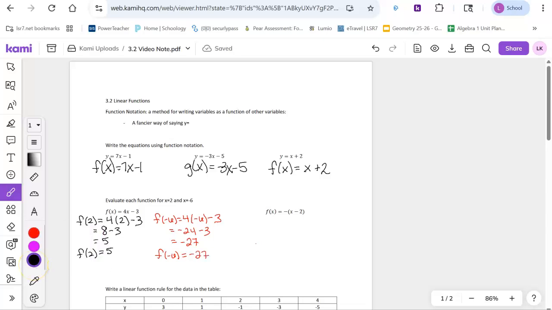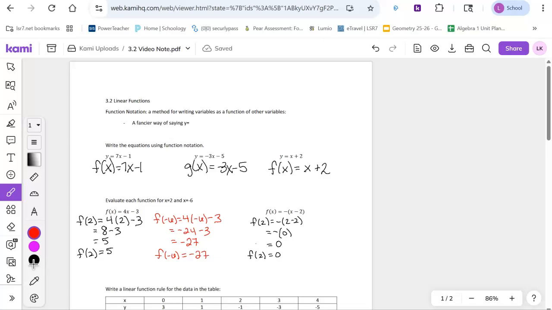So now we're going to do the same thing for f of x equals negative quantity x minus 2. So I'm going to have f of 2 equals negative 2 minus 2. Negative 2 minus 2 is 0. Negative 0 is just 0. So f of 2 equals 0.